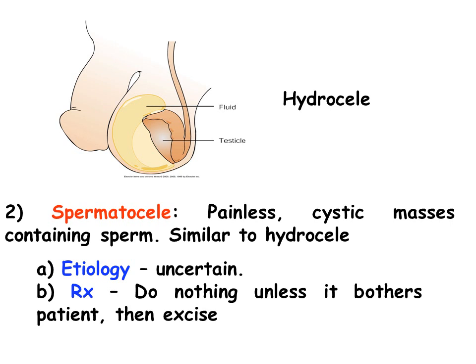Spermatocele is similar. It is, again, a cystic mass, usually painless, but now this contains sperm. We're not really sure what causes it, but we don't do anything unless it bothers the patient, in which case it is then removed.